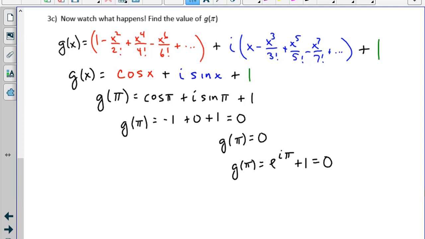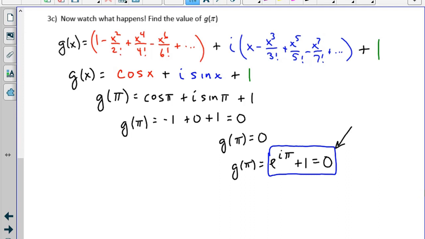i pi plus 1 is 0, which is actually one of the more fundamental, crazy, intense things in math, that 5 of the most important or valuable constants in all of math are related in one equation with nothing else. So e to the i pi plus 1 equals 0. And one of the reasons why we know this, which is often called Euler's identity, is because we can use Taylor series or Maclaurin series to prove it.